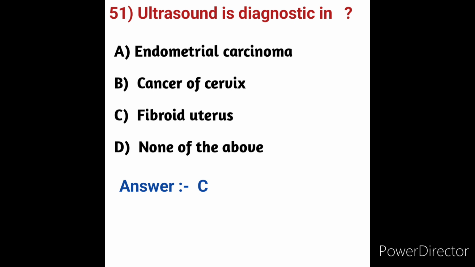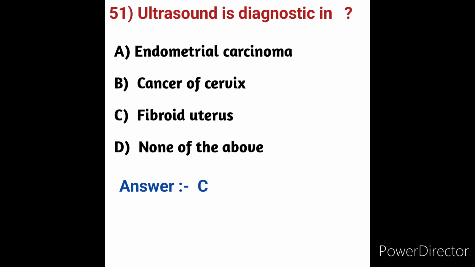Here option C, fibroid of uterus. Ultrasound can be diagnostic in the following options. Fibroid uterus, option C, is the correct answer. We will see additionally, ultrasound is used to look at an unborn baby during the pregnancy.